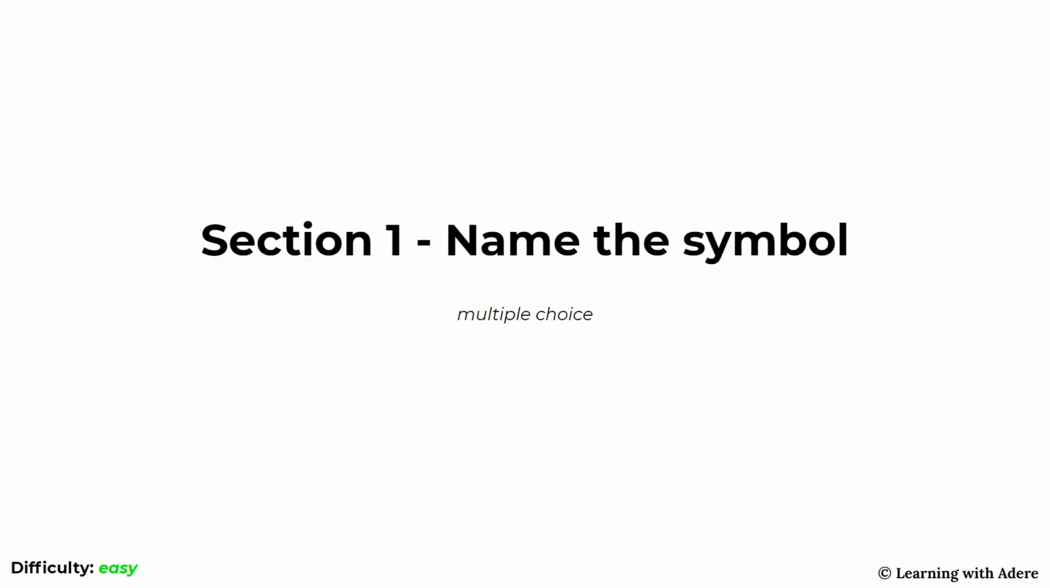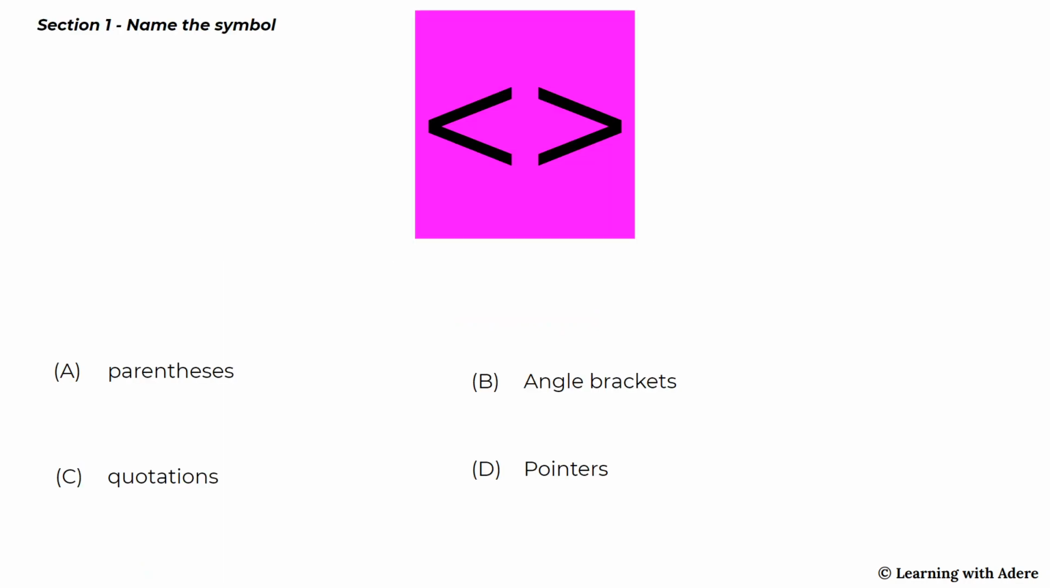So we're moving on to section 1, and this is name the symbol, multiple choice. So we have the first symbol. I'm just going to give you a little bit of time to think, and I'll answer it. You can pause the video. Okay, so we're revealing the answer. These are the angle brackets, and we use them for the syntax of creating an HTML tag, including closing tags.